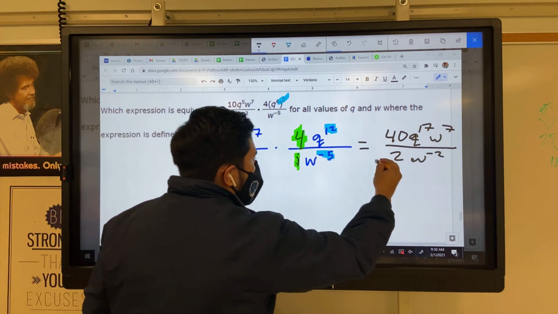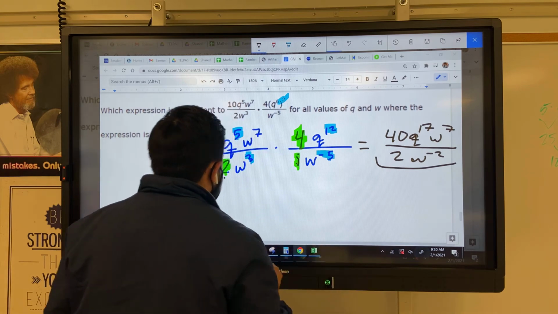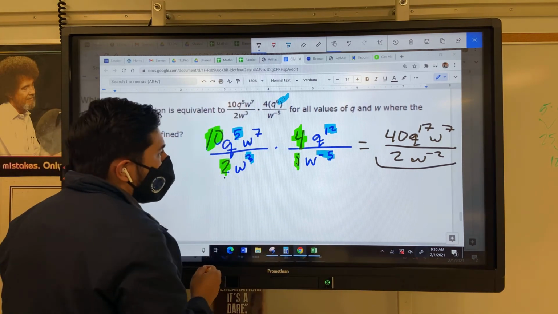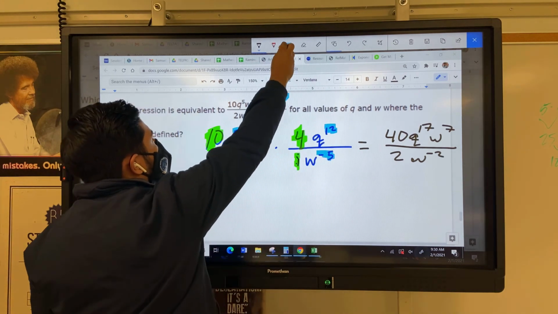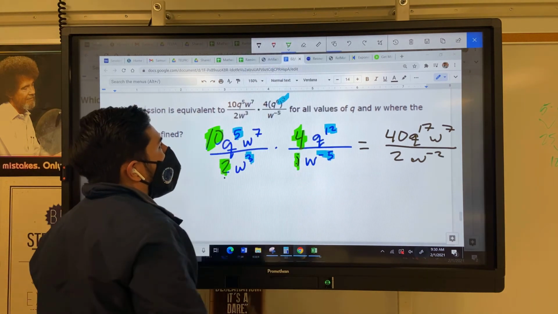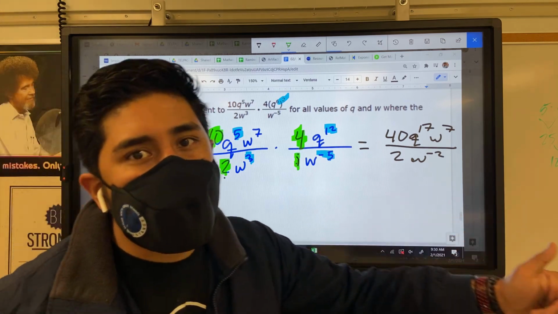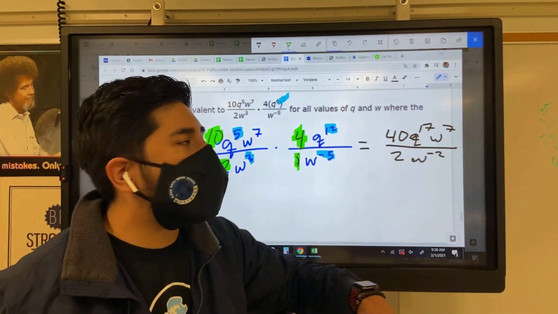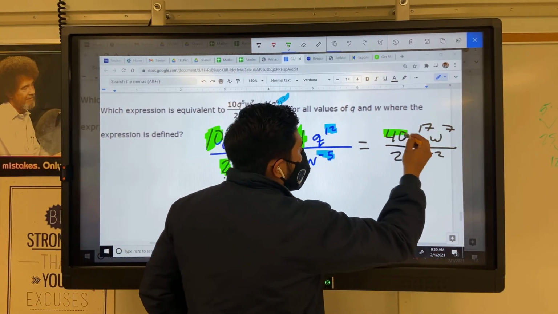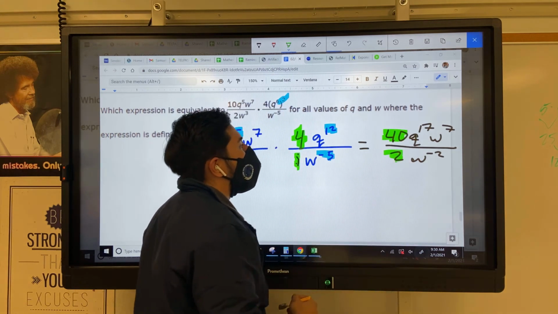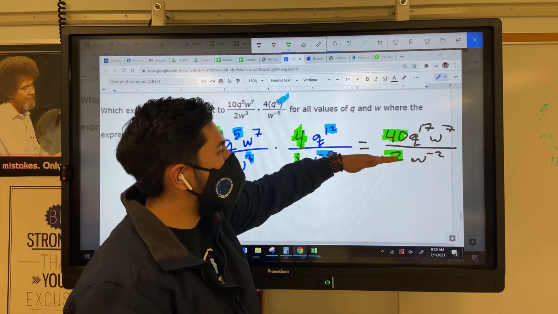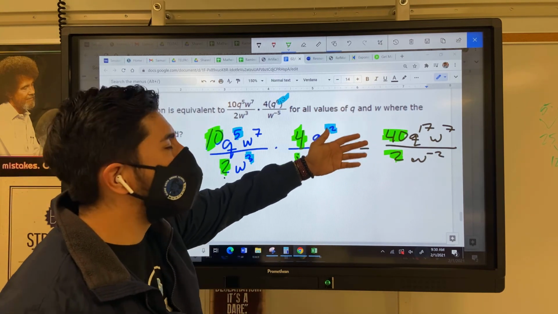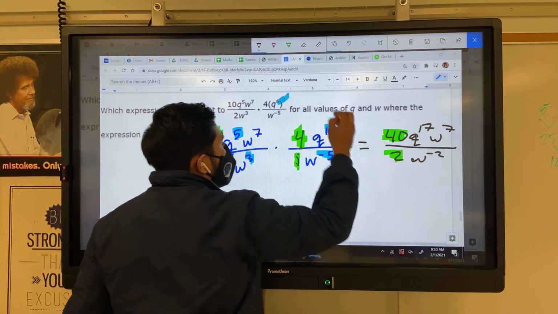And now I get to finish this off. All right. Let's finish it off. Now it becomes a quotient rule. Quotient rule says divide or reduce the coefficients, subtract the exponents. So right here, remember, we're going to divide. Here we can. Number at top is greater than 2, and we can basically see what's 40 divided by 2.